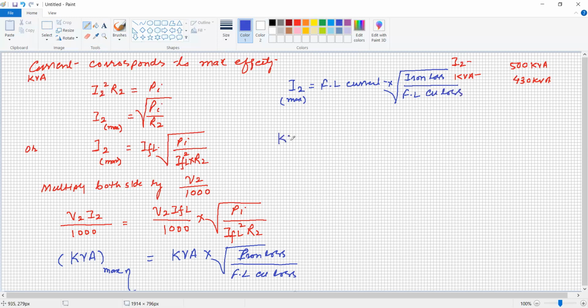Similarly, the kVA rating corresponding to maximum efficiency is equal to the kVA of the transformer, whatever the kVA of the transformer, into under root iron loss divided by full load CU loss.